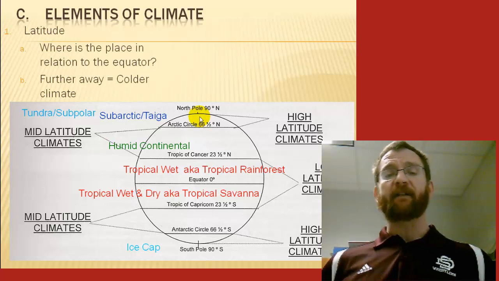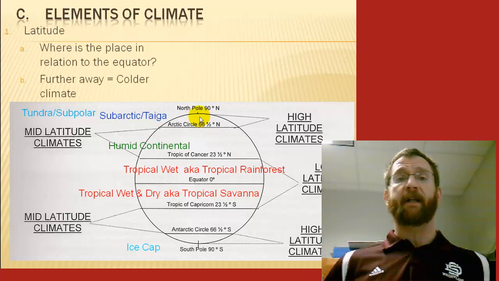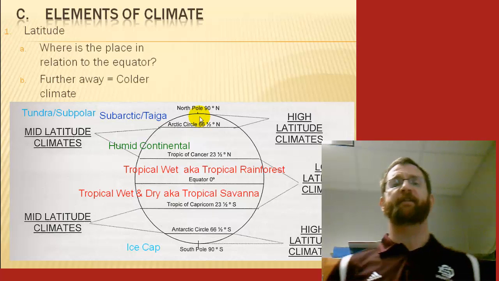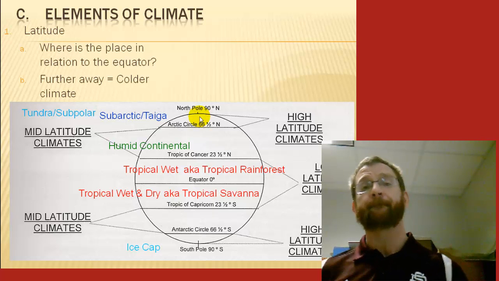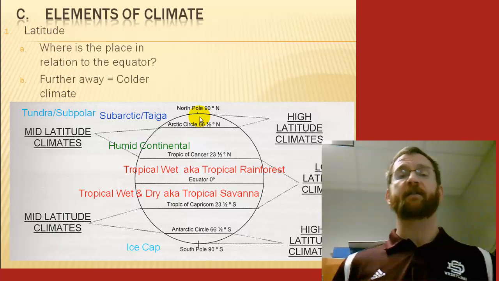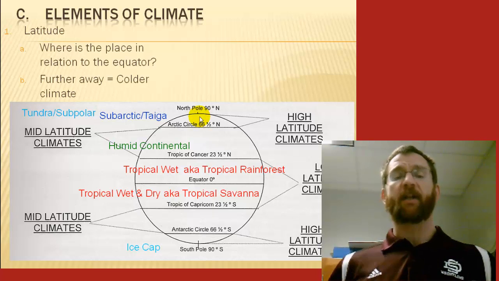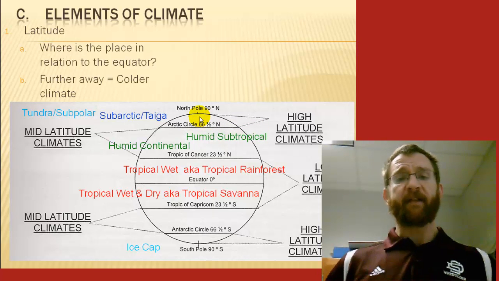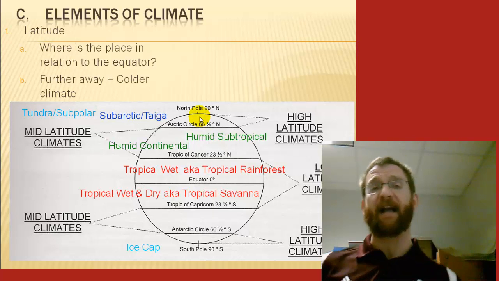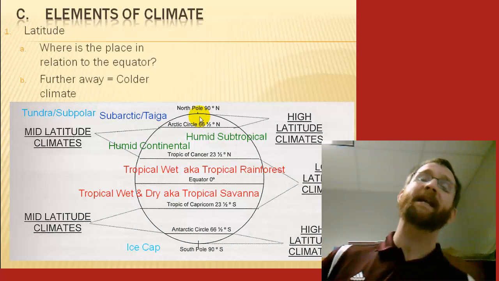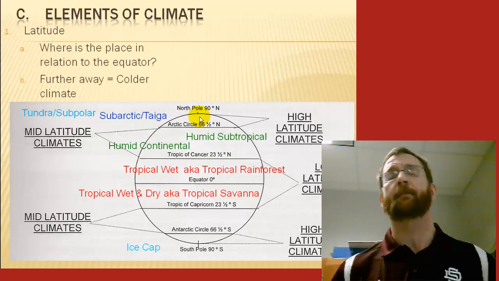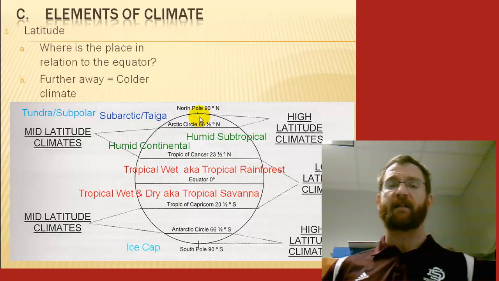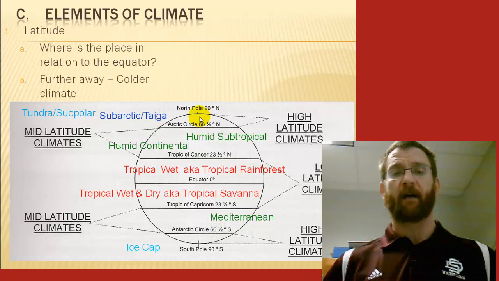In the mid-latitudes, you've got four main climates. Humid continental, which I always describe as the worst of the climates because you get all the hot in the summer and all the cold in the winter. But humid means rainy, continental means the interior of a continent. And then you've got humid subtropical, which means just outside of the tropics, which is what we technically live in, because we are outside the tropics and we have a fair amount of rain.